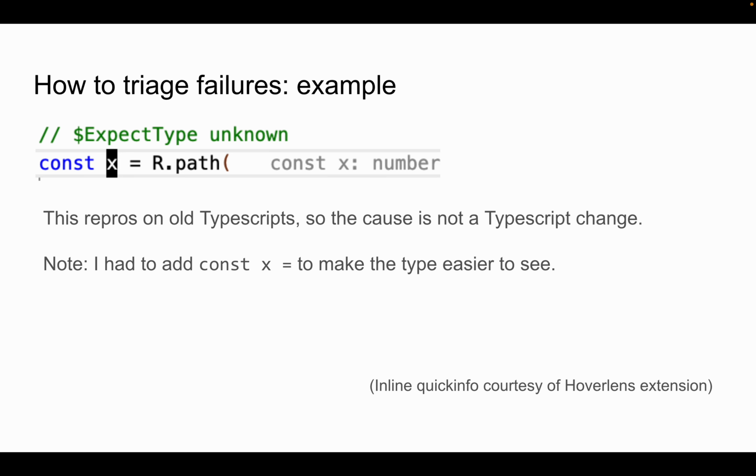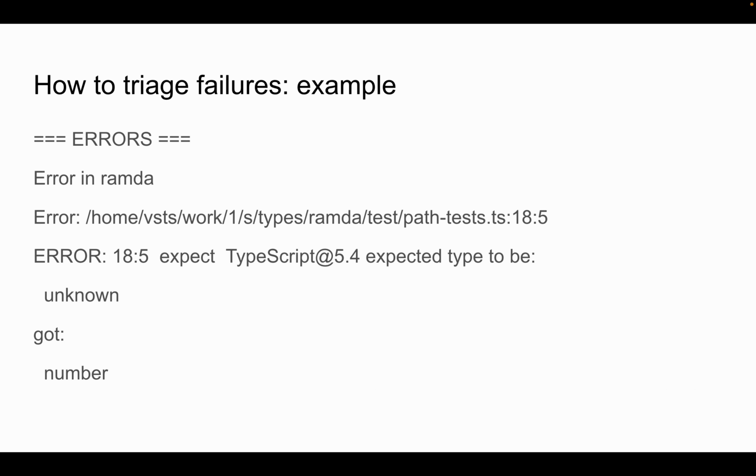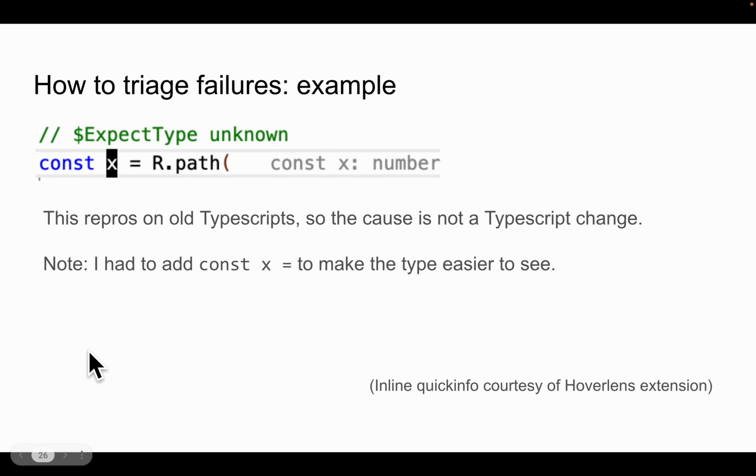And so the first thing to check is, did I reproduce the error? So the error is that we expected the type to be unknown, but we got number. In fact, we can see $ExpectType unknown in line 18. You see that x is actually number. Notice that I had to add const x = to make the error type easier to see. If you just mouse over R.path, you get this big long signature with a bunch of overloads, and then right at the end is the return type, and I think it was actually cut off in the tooltip.